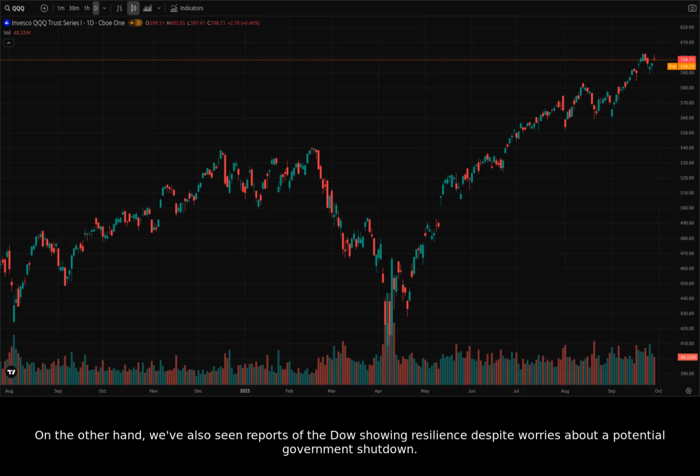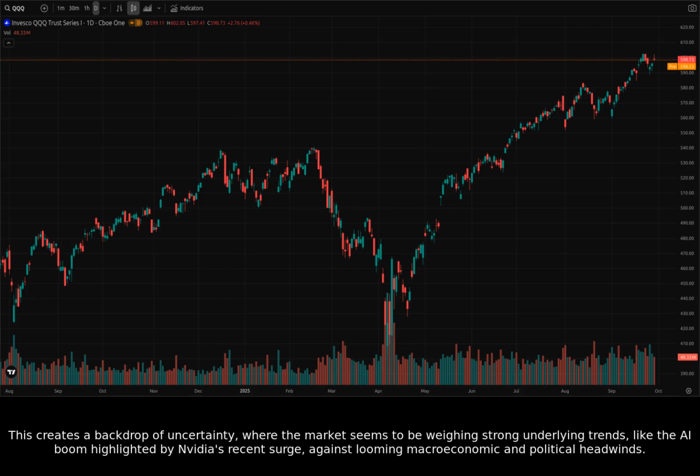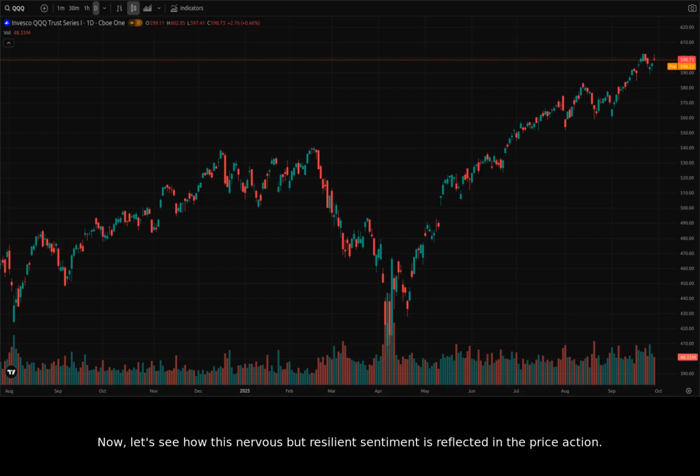government shutdown. This creates a backdrop of uncertainty, where the market seems to be weighing strong underlying trends, like the AI boom highlighted by NVIDIA's recent surge, against looming macroeconomic and political headwinds. Now, let's see how this nervous but resilient sentiment is reflected in the price action. We'll start with the big picture on the daily chart.